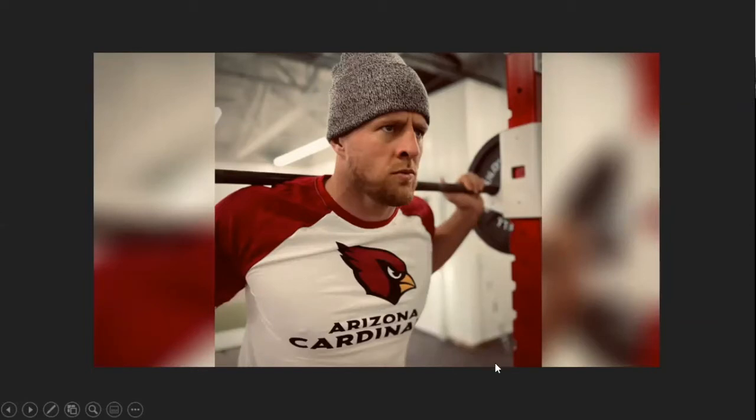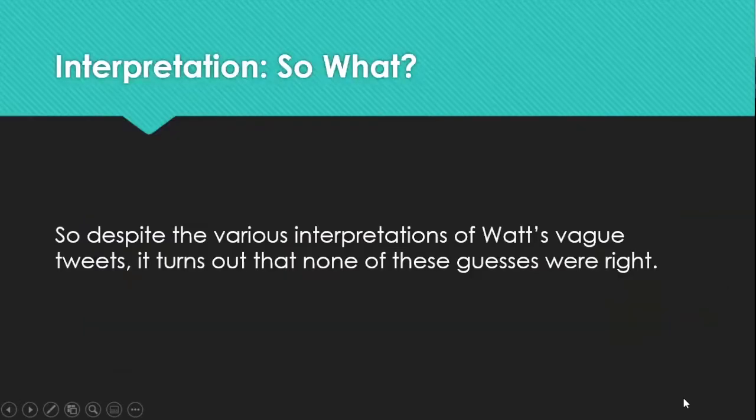So why do I tell you all this? It's a perfect example that sometimes, even with our various interpretations of something, different people can come to different conclusions. It turns out sometimes nobody gets it right.